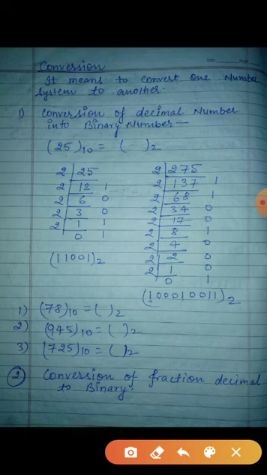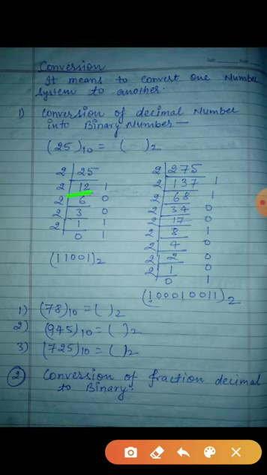Divide by 2. Why am I dividing by 2? Because the base of binary is 2. In whichever number system you want to convert, by that base you will divide the decimal number. So since you want to convert to binary, you will divide this decimal number by 2. Clear? Now divide it here.